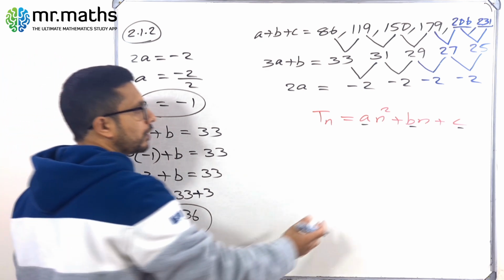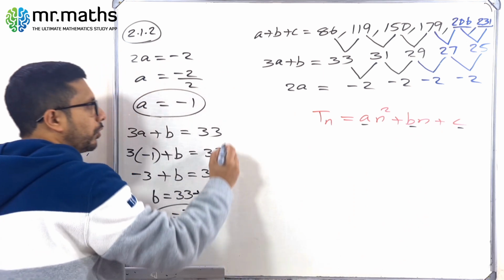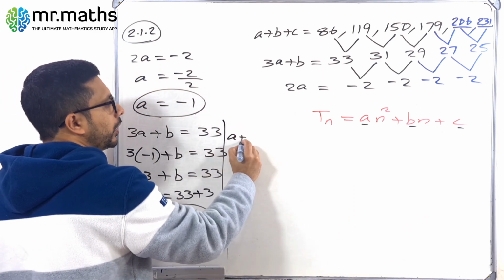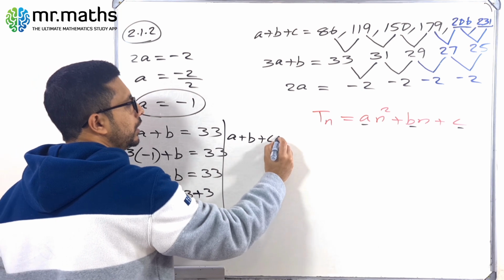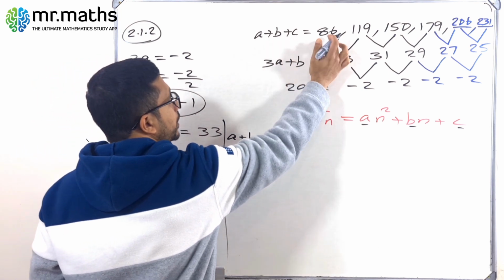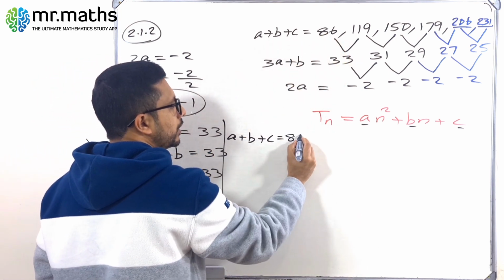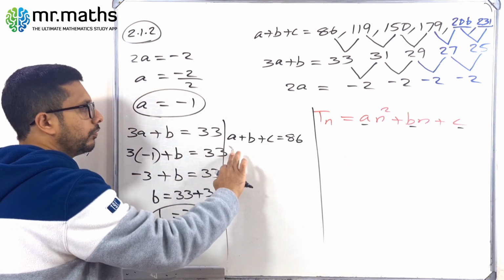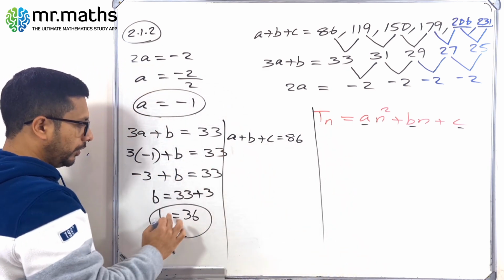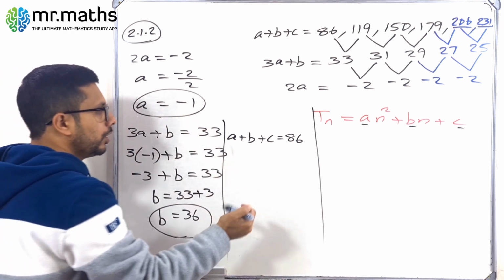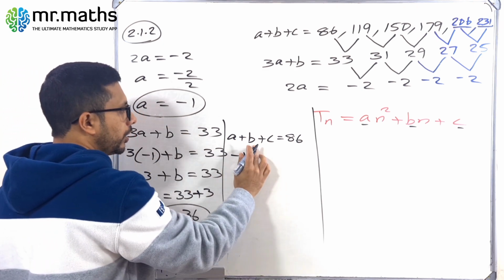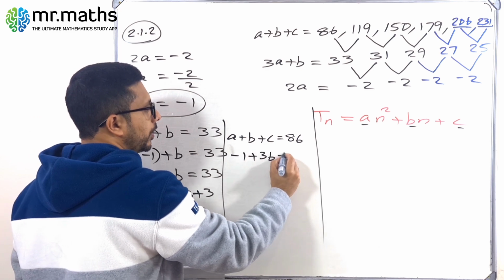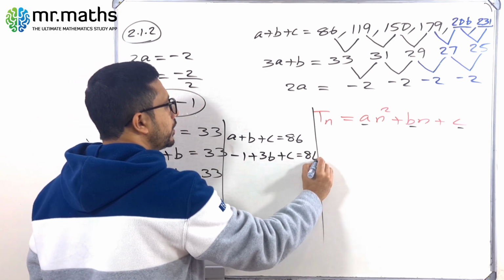Now what is outstanding? C. So for that we have one more equation there. What is that equation? A plus B plus C is equal to 86. Am I right? Okay. So what is the value of A? We got here A as minus 1. What is B? 36. So minus 1 plus 36 plus C is equal to 86.